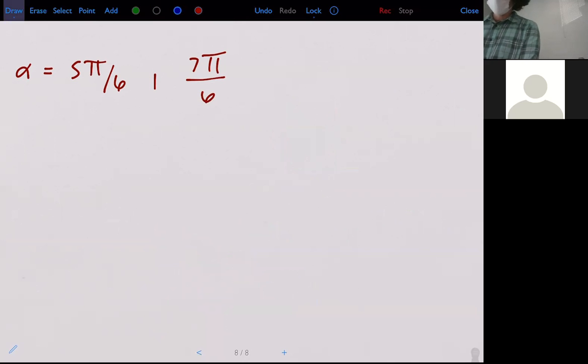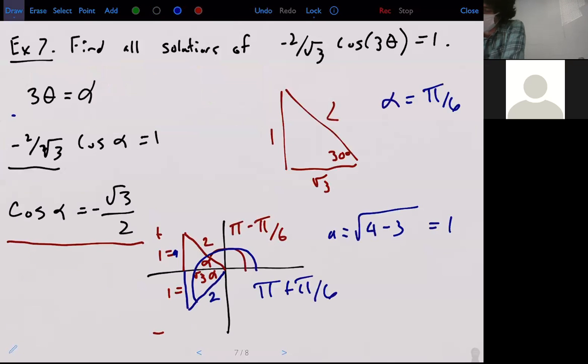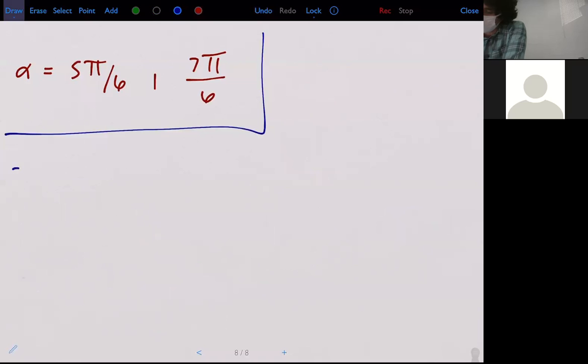Okay. And so really, we're at the last part of this problem. We're going to go ahead and replace alpha with 3 theta, since that's what we did at the beginning here. So what we have is that 3 theta is equal to 5 pi divided by 6, or 3 theta is going to be equal to 7 pi divided by 6.